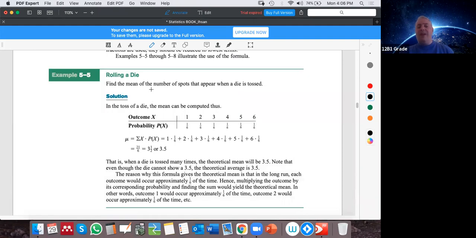Now, find the mean of the number of spots that appear when a die is tossed. Normally, to see number 1 is 1/6, to see number 2 is 1/6, to see number 3 is 1/6. So what will the mean value be? The formula is 1 times 1/6 plus 2 times 1/6 plus 3 times 1/6 and so on. And finally, we get 3.5. When a die is tossed many times, the theoretical mean will be 3.5.